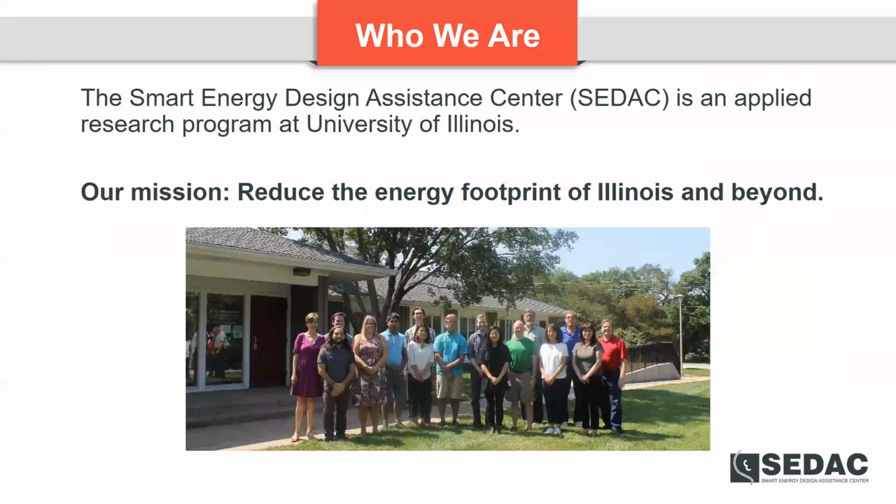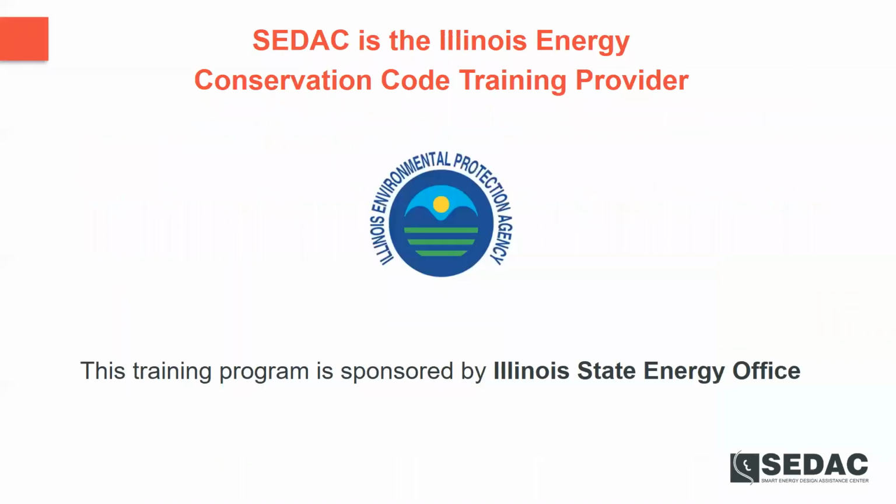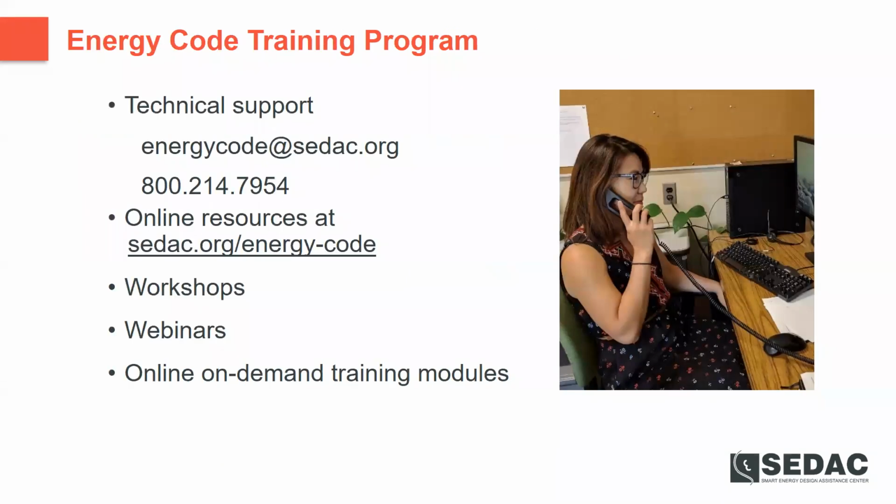So a little bit of background about who we are. We are part of the University of Illinois here at Urbana-Champaign, and our primary mission is to reduce the energy footprint of Illinois, both public and private sector, and so the Energy Code is one method to accomplish that. So our training today is being sponsored in part by the Illinois State Energy Office, which is part of the Illinois Environmental Protection Agency, or IEPA. And we do want to thank them for their assistance with providing that for today's webinar.